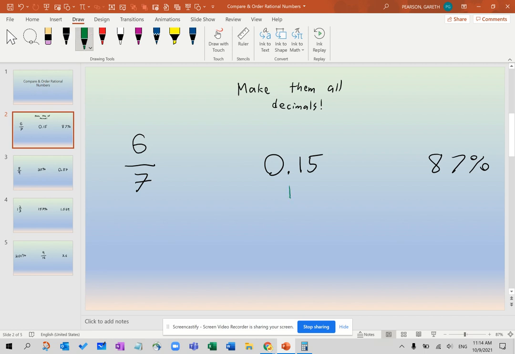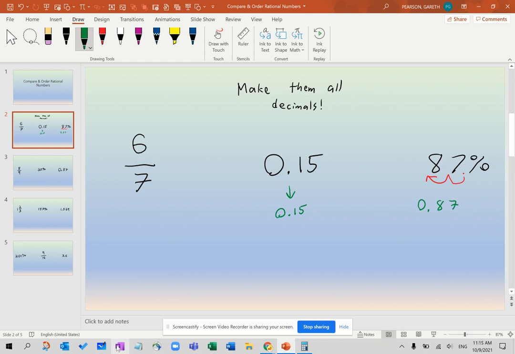All right. So the one in the middle, the 0.15, I'm sure you've noticed, well, hey, that's already a decimal. Okay, easy peasy. Now, what about the one on the right? Well, as I'm sure you remember, to turn a percent into a decimal, just take the invisible decimal sign that's back there and move it two spots to the left, and this becomes 0.87. Ta-da!